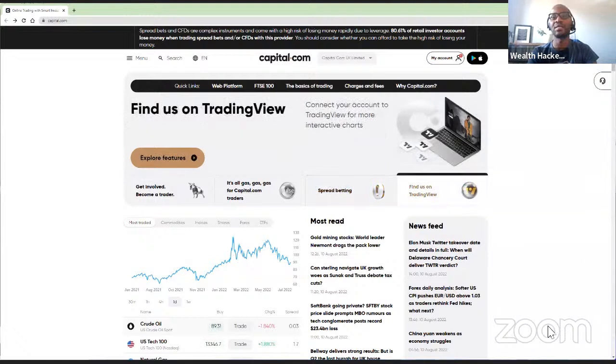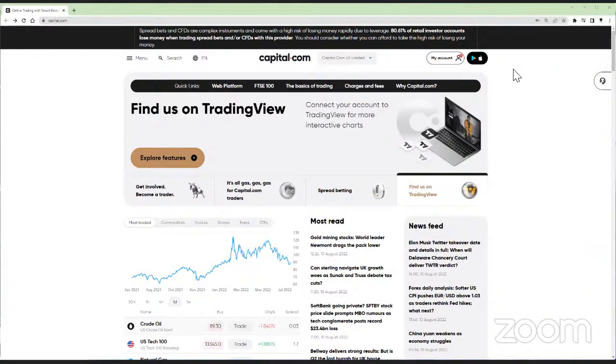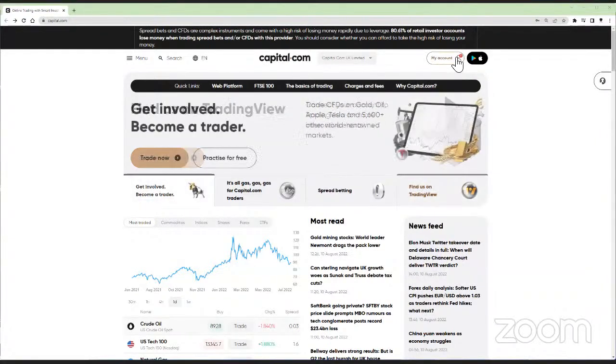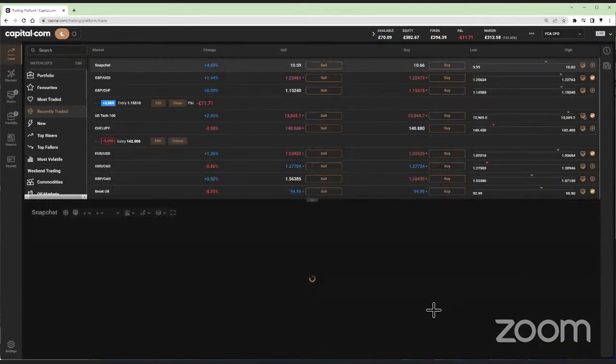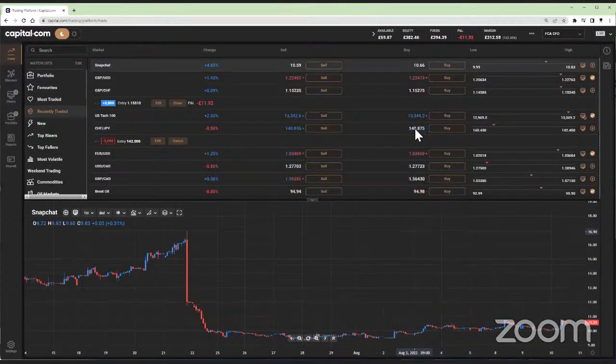Okay, this is my screen. Now let's show it, so you can see my accounts. Let's go to my accounts and I'll go straight to the trading platform. Okay, so this is a trading platform. As you can see, I'm already in a trade. And what trade am I in?